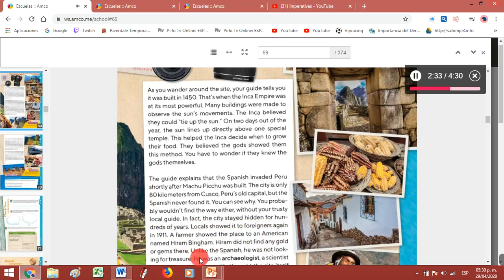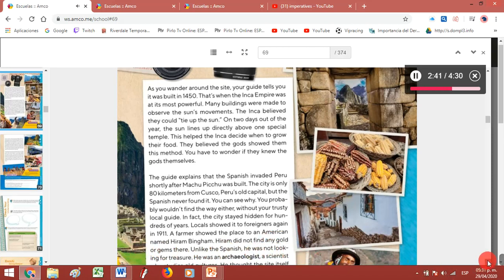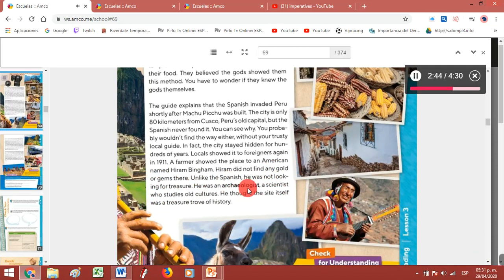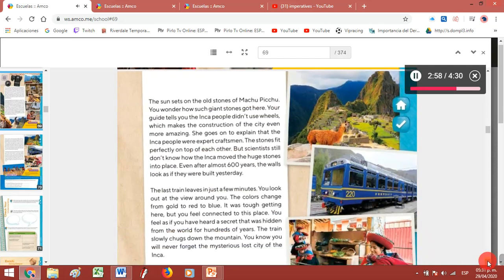Locals showed it to foreigners again in 1911. A farmer showed the place to an American named Hiram Bingham. Hiram did not find any gold or gems there. Unlike the Spanish, he was not looking for treasure. He was an archaeologist, a scientist who studies old cultures. He thought the site itself was a treasure trove of history.